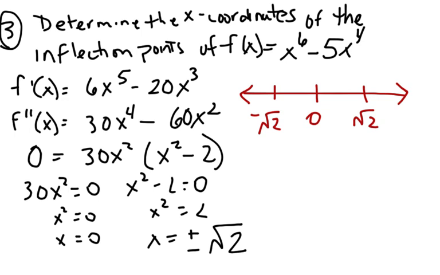Now, it's not enough to say those for sure are. I have to test values between and beyond each of those to see if the sign changes. Okay? So, what is a number smaller than negative square root of 2? Hopefully you have a concept of negative square root of 2. We're going to say negative 2 is smaller.